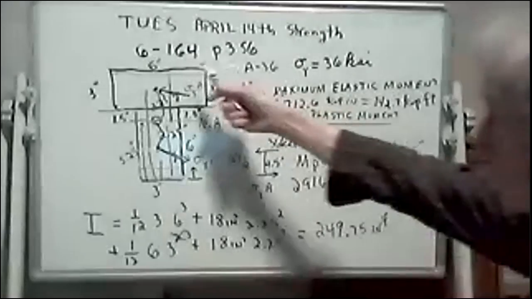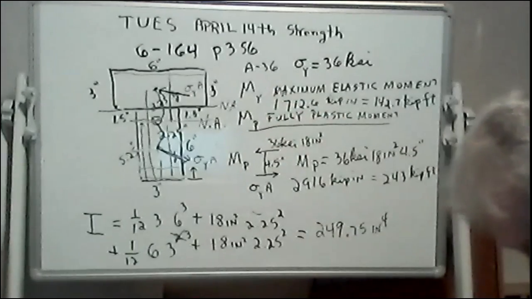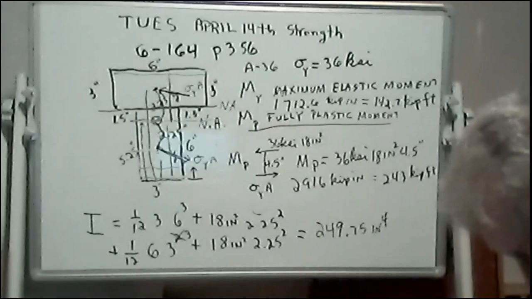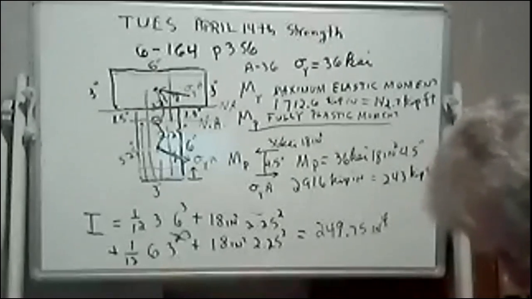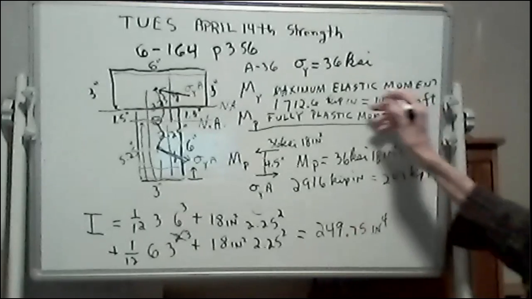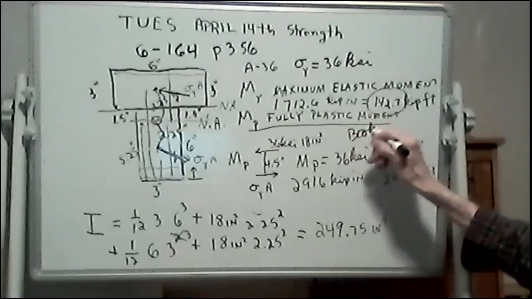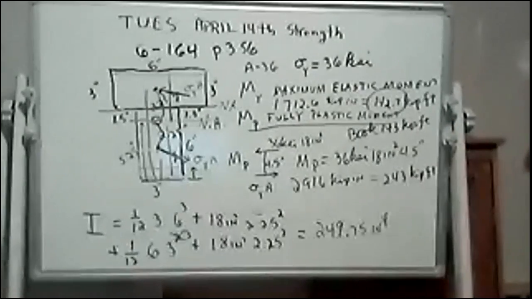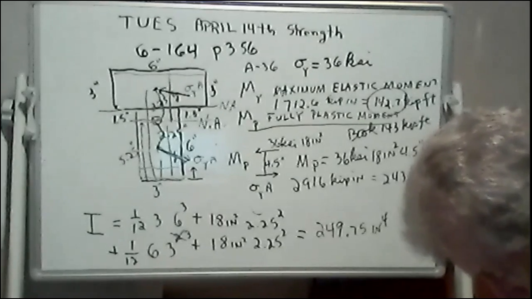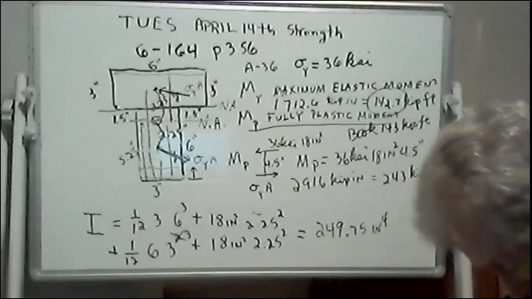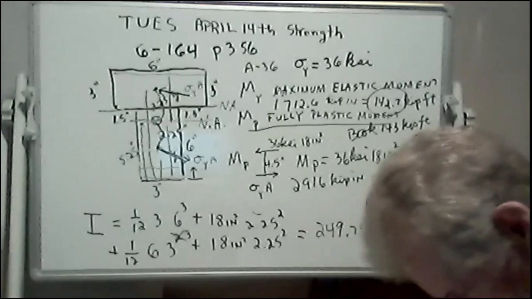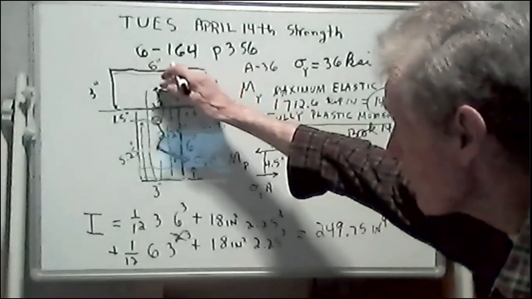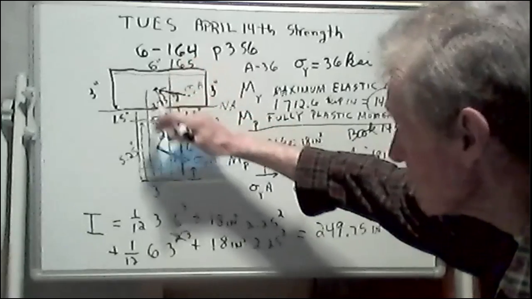Now let's see how we did. This is problem 6-164. Let's go shopping around here. Now what they said was the maximum elastic moment is 143. The book got 143 kip feet. If you look in the answer book, 6-164, and I got lost there. I don't see it there. Oh, no, we're doing 6-165. Sorry to lie to you guys. Really the problems are the same. It's 6-165.